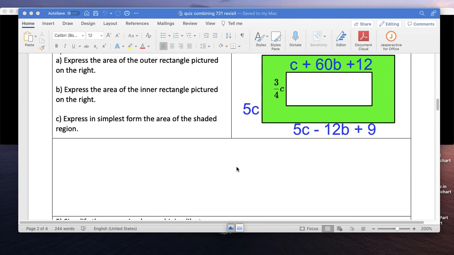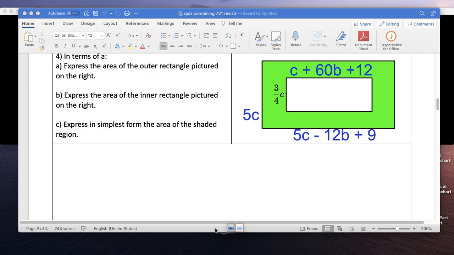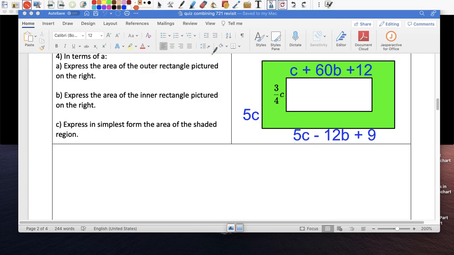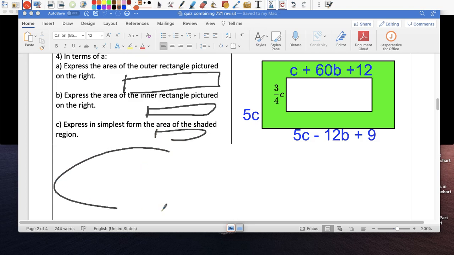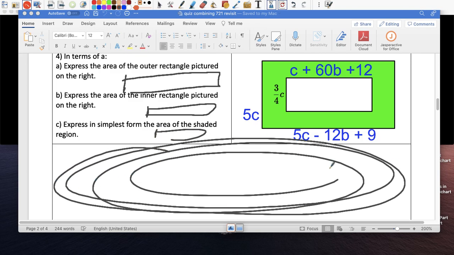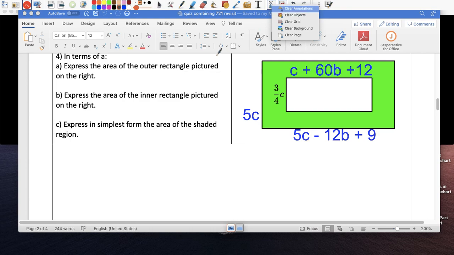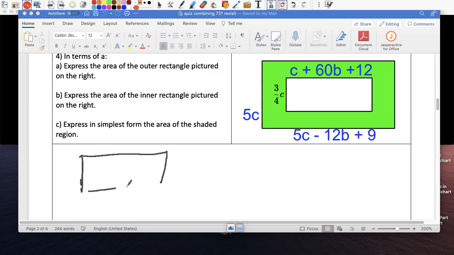You know what the weird part of this question was? Not no one, I should say, but a lot of you wrote your work here and here and here. See all this empty space here? First rectangle is the big one. We want to find the area, and this is 5c, right? And this is 5c minus 12b plus 9.